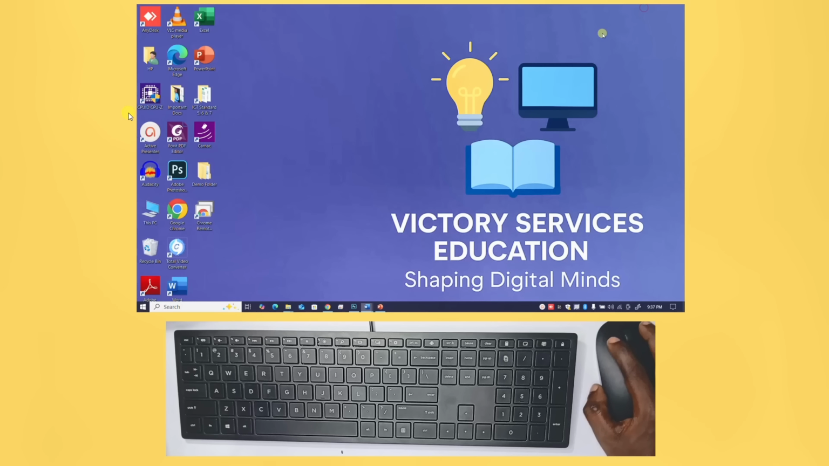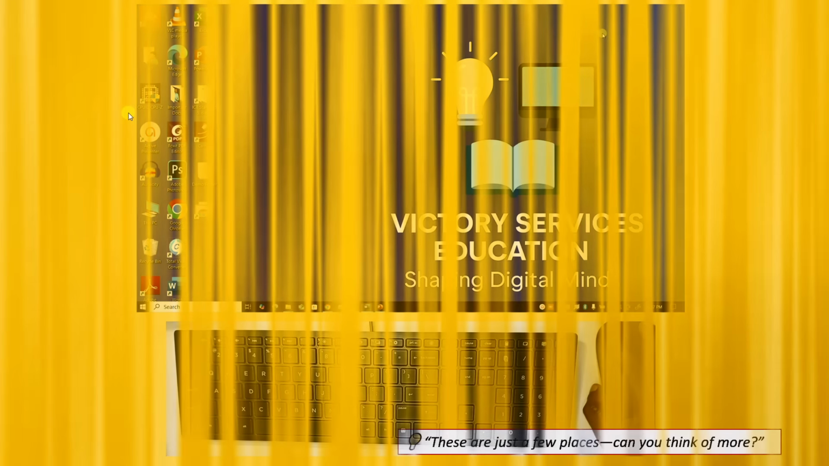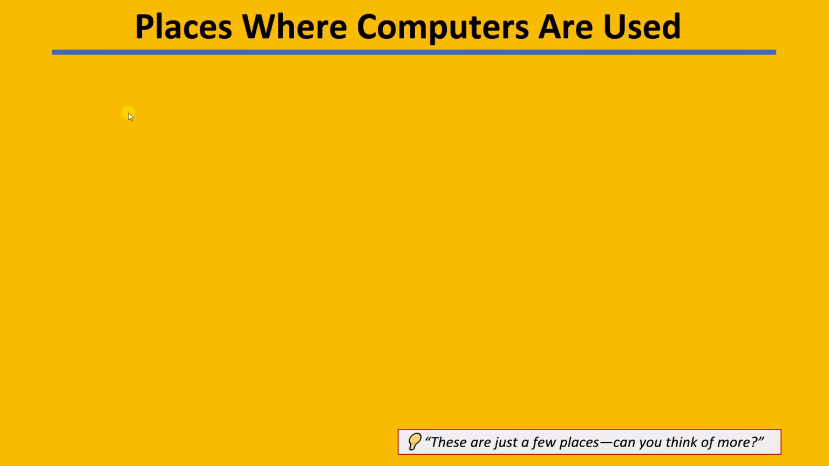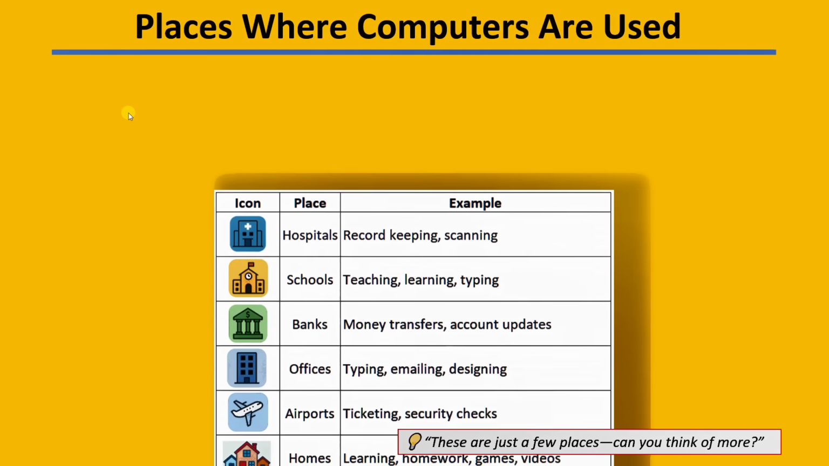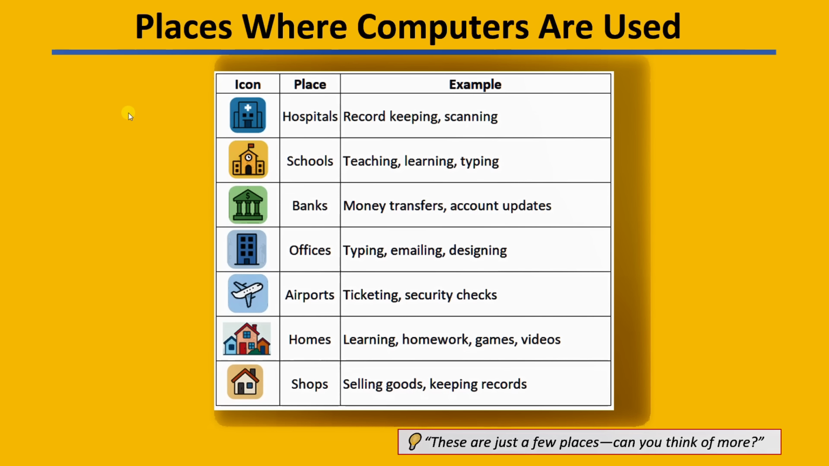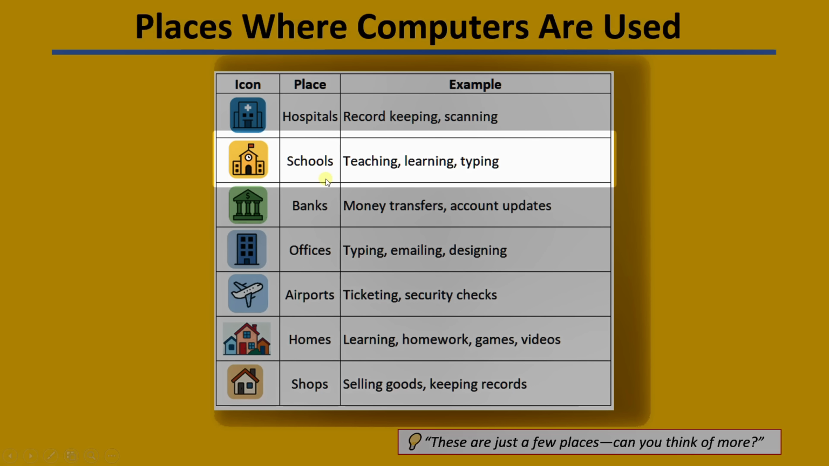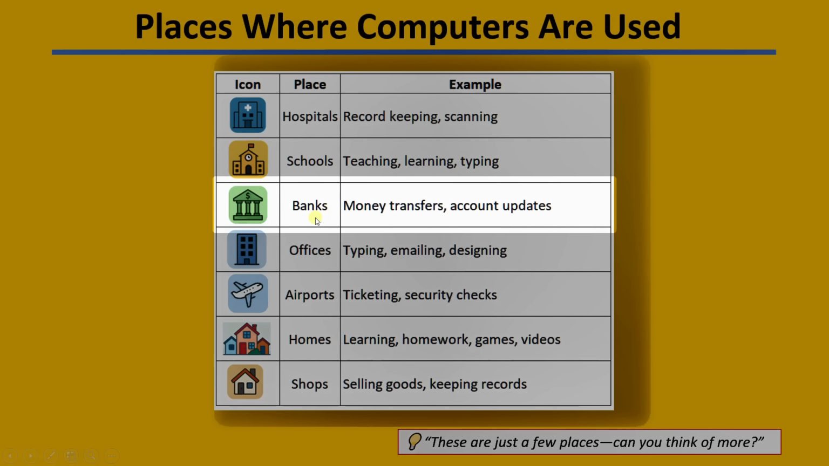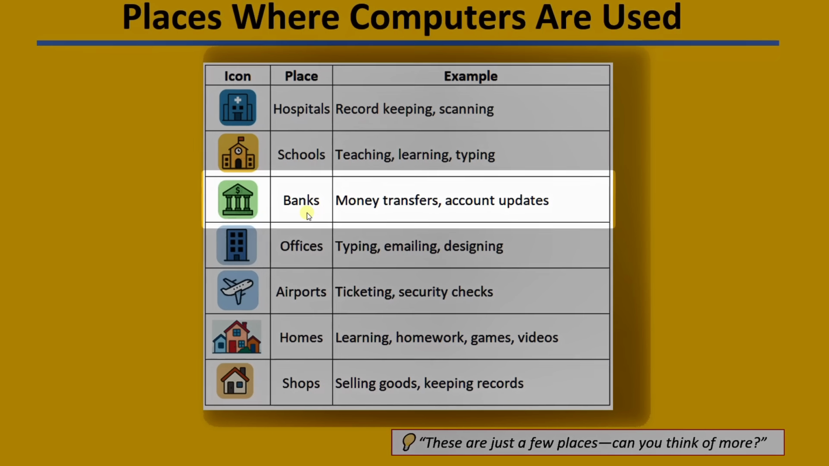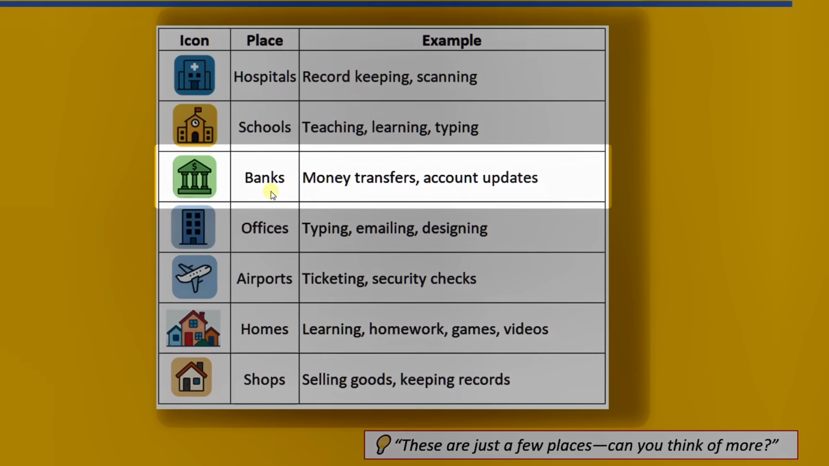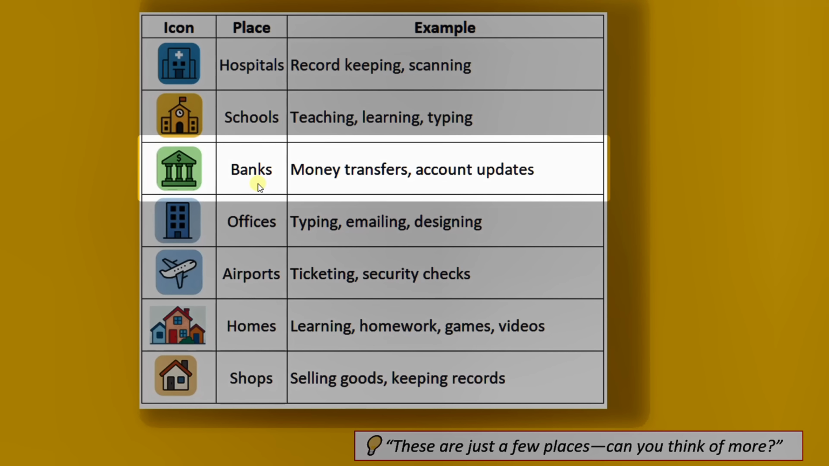Now, computers are not just for schools or games, they are everywhere. Let's look at some few places where people use computers every day. Hospitals. Doctors and nurses use computers for record keeping, checking patients, and even scanning results. Schools. Like us, we use them for typing, managing exam results, learning new things, and practicing ICT. Banks. Ever seen someone using a computer at the bank? That's for transferring money, checking accounts, and printing statements.